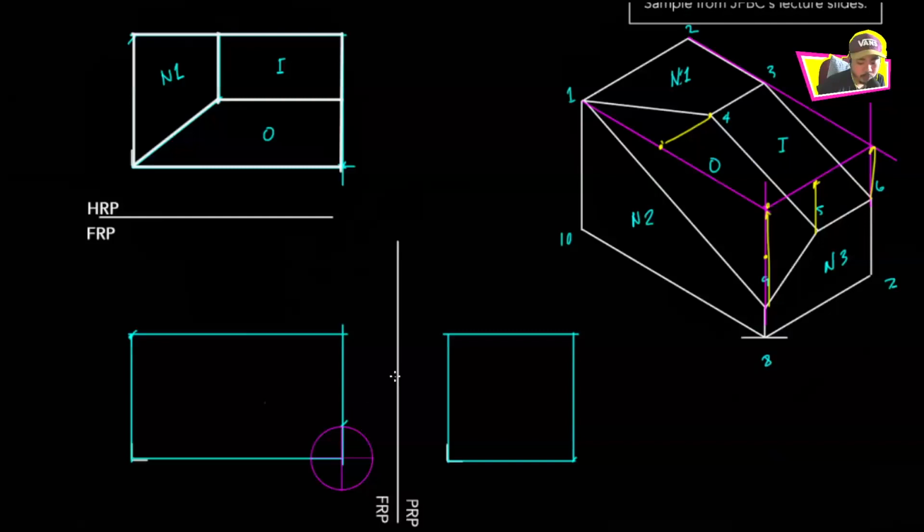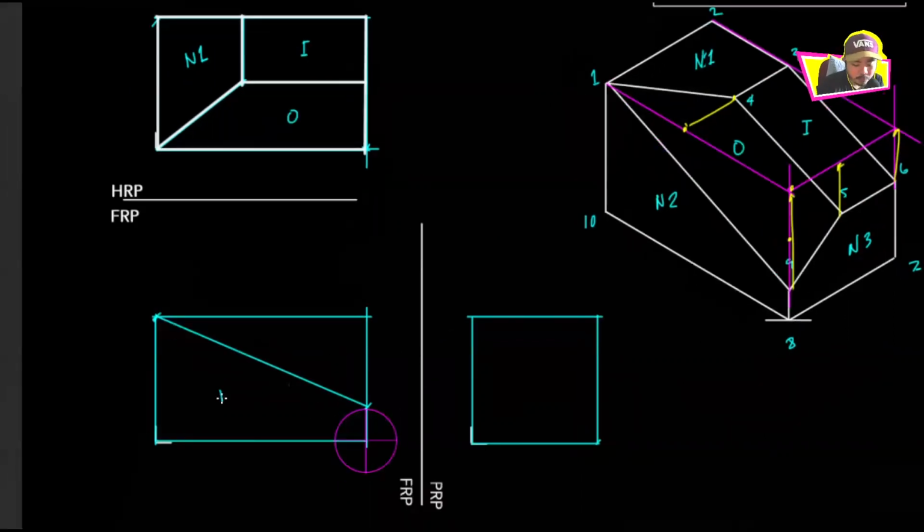It's this line right here. And if I connect this one and this one, that will be my line 1, 9. Si line 1, 9 siya. Okay? Tapos, ito, N2 na to.